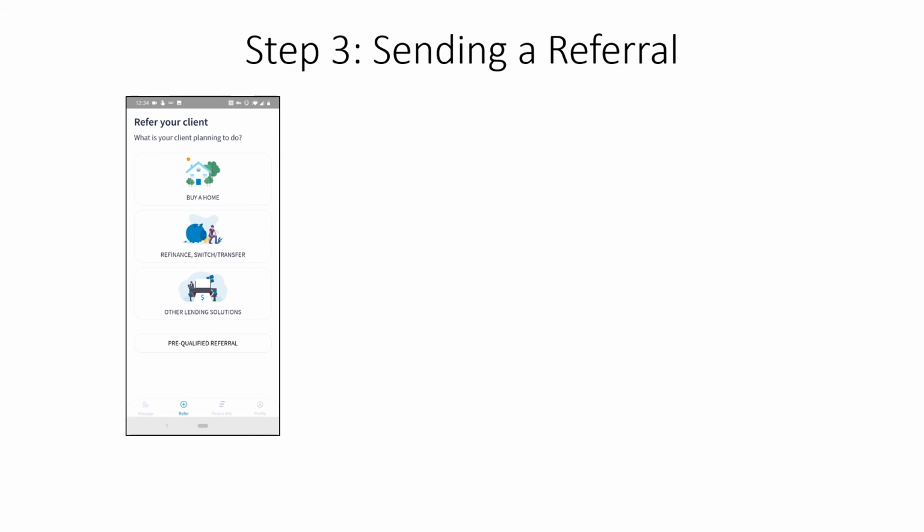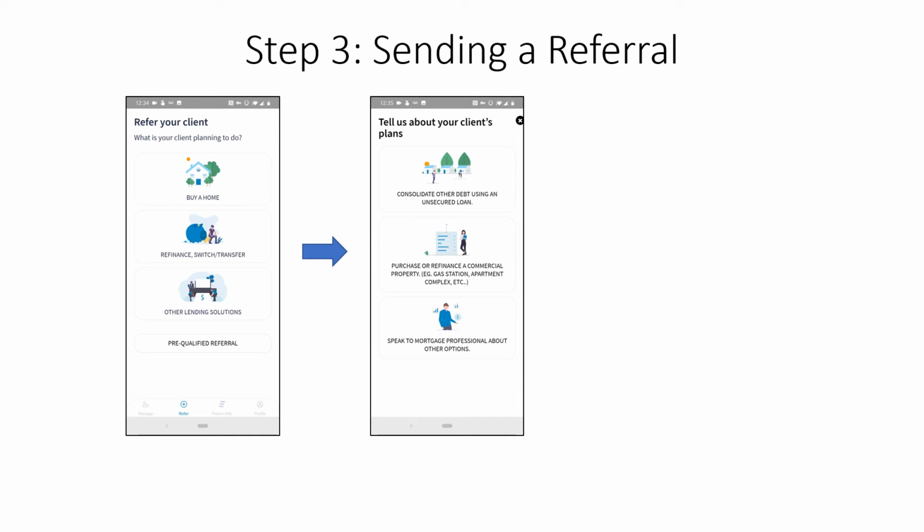And the last but not least is other lending solutions. So here is a little unique. Once you click other lending solutions, it will take you to the next page. So what are they looking to do? Consolidate debt using an unsecured loan. So not secured like the previous one, but an unsecured loan, which basically is not attached to any property. It's not attached to a home, it's not attached to a car, it's unsecured, similar to a credit card, but the rates are typically lower.